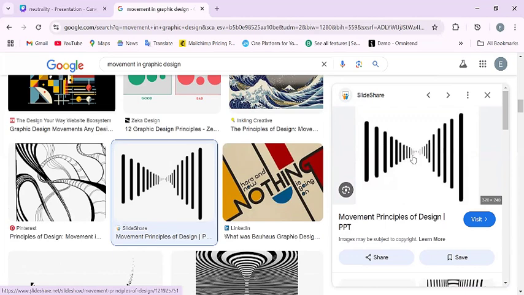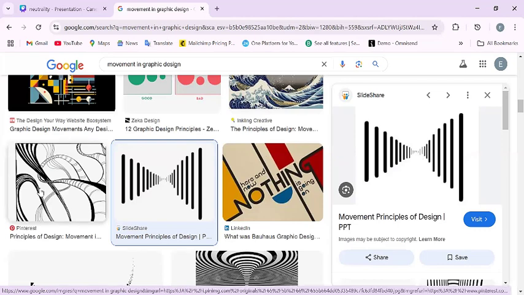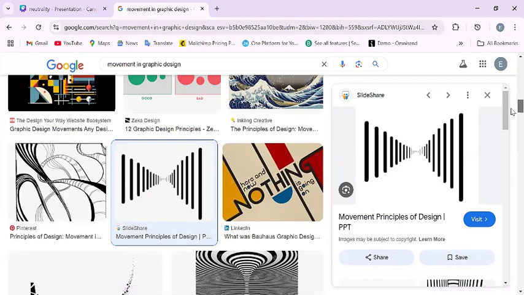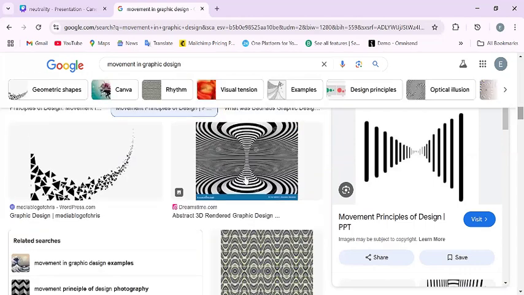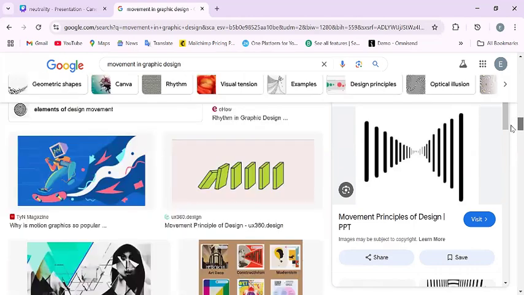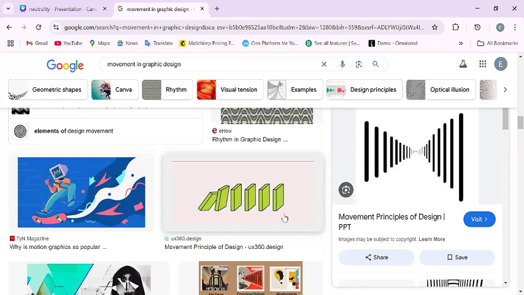Okay, like this one now, looks like all these long corridors, like it's leading you somewhere. You can see that you're moving inside like that. So that's movement in graphic design. See this one over here too. Oh yeah, those dominoes, that's also a very good form of movement.